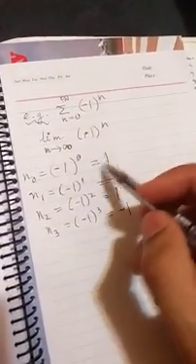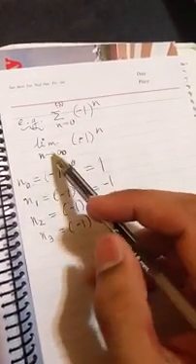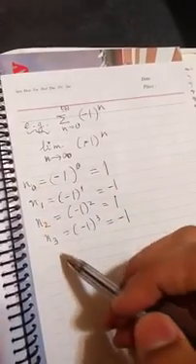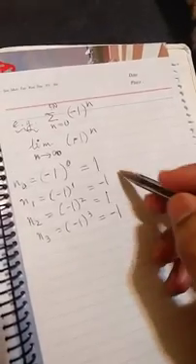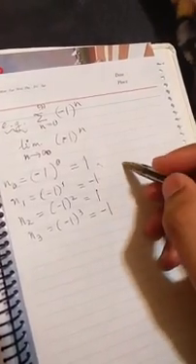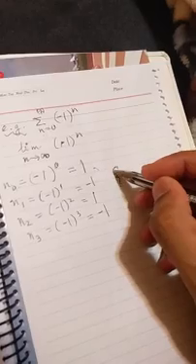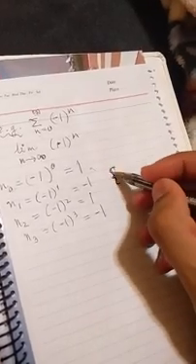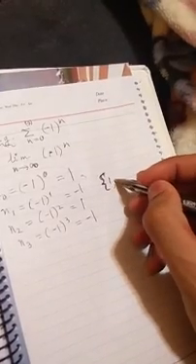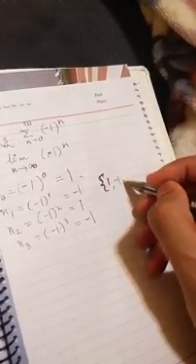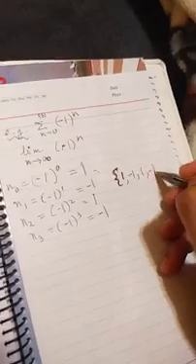As you can see, as you go from 0 all the way to infinity, it doesn't matter how far you go. This pattern will keep repeating. It's going to keep going on and on like this: 1, negative 1, 1, negative 1.